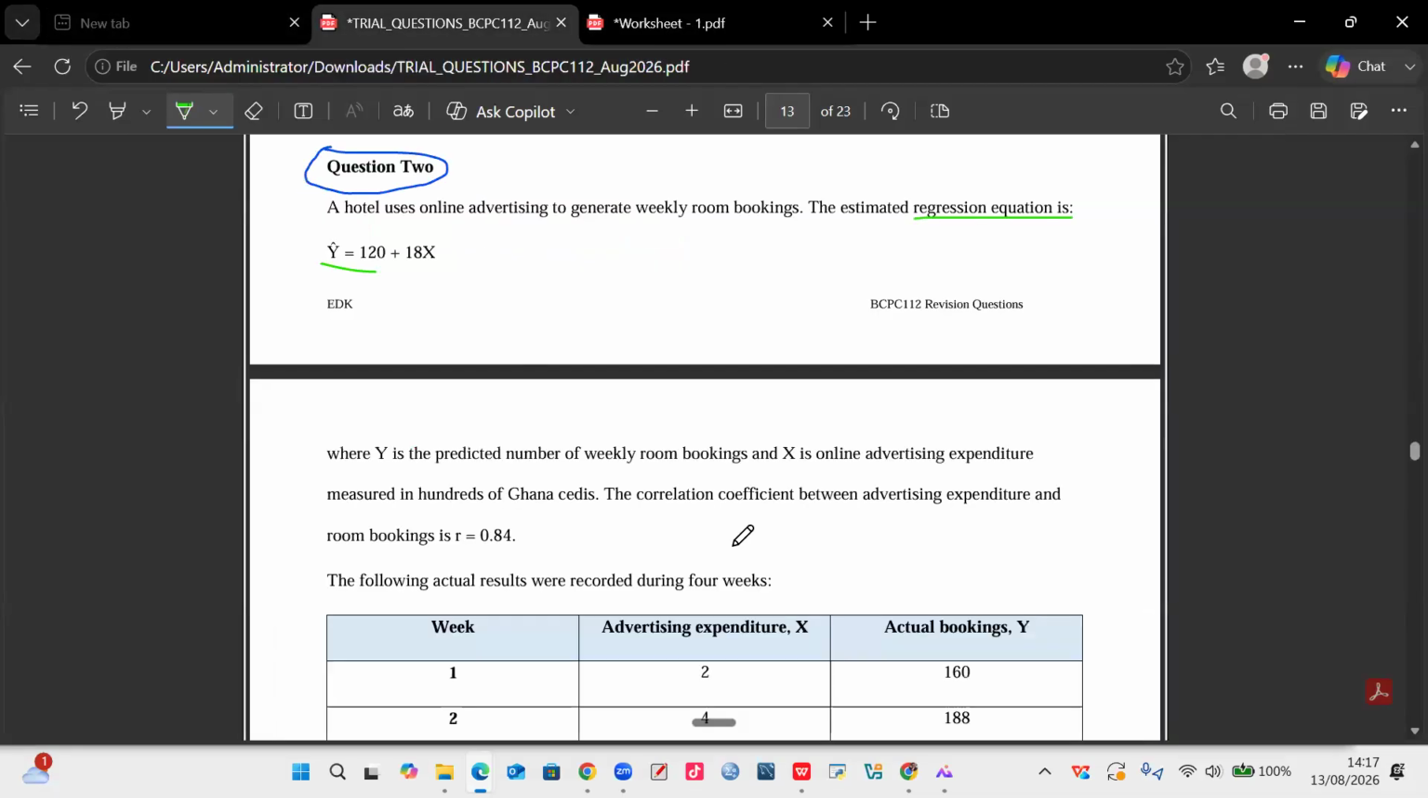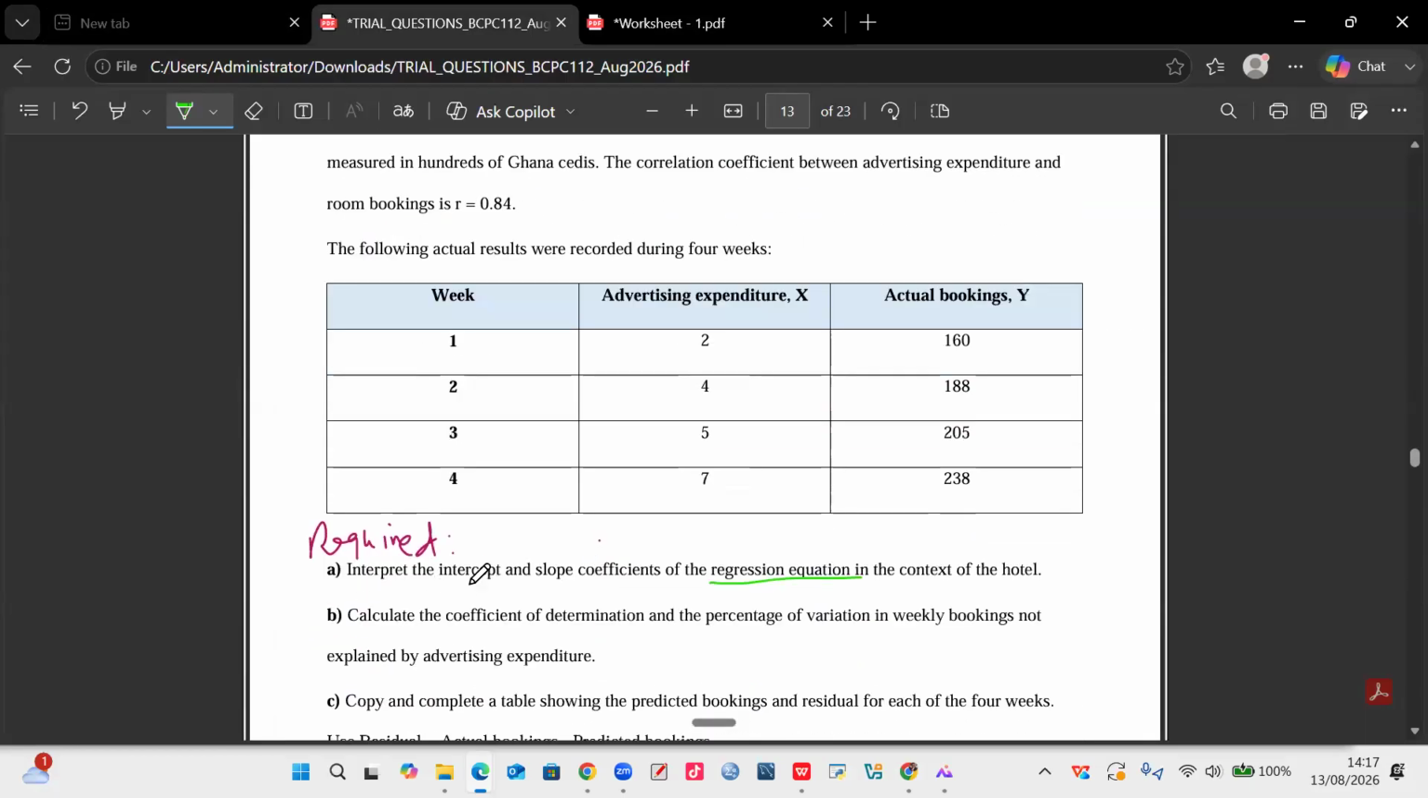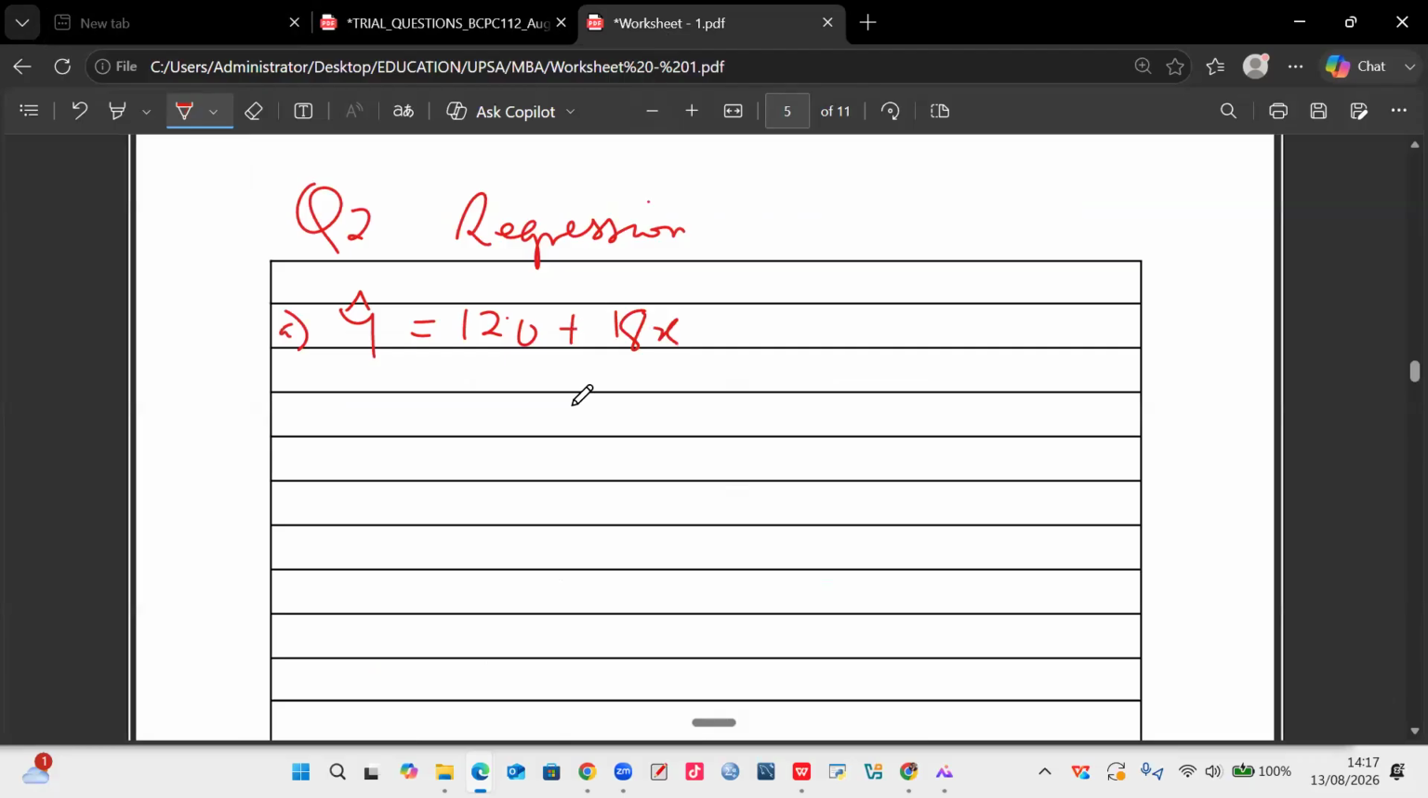The question says we should interpret the intercept and slope. So in this equation, the intercept is 120 and the slope is 18. Are you good? How do you determine which is which? The intercept is when you make x 0, y will be equal to what? So I change the x to 0, right? I'll be left with y hat equals 120 plus 18 times 0.